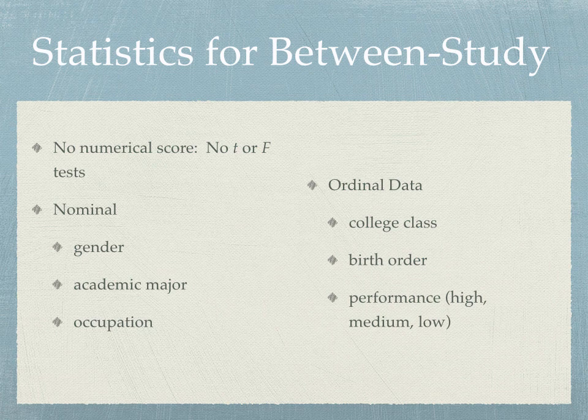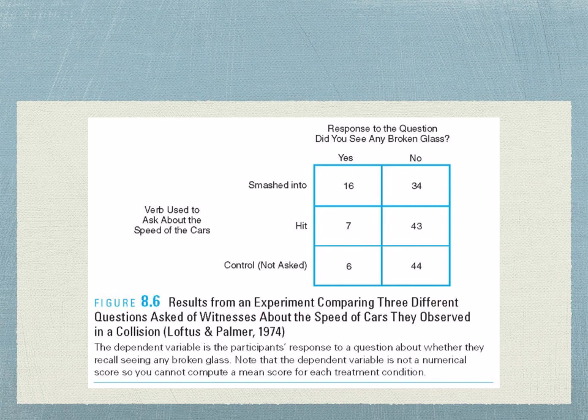So it is important to remember that when you're doing any kind of experimental design, if you don't have numerical data, neither a t-test nor an ANOVA is going to work. Here's another example from your text where they really are dealing with this non-numerical data. This is research from an experiment. We're still dealing with an experiment, we just don't have numerical data, where they asked 3 questions of witnesses about the speeds of cars they observed in a collision.